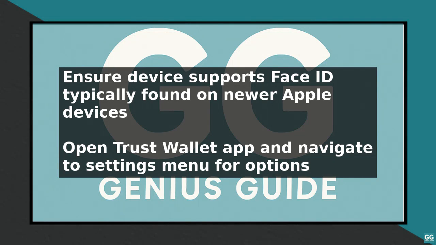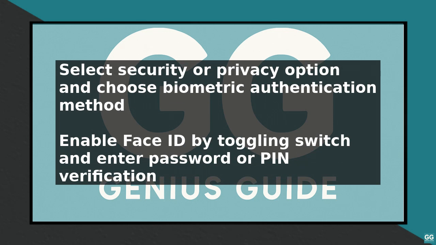To use Trust Wallet Face ID login, start by ensuring your device supports Face ID, typically found on newer Apple devices. Open the Trust Wallet app and navigate to the Settings menu, usually represented by 3 horizontal lines or a gear icon. In the Settings menu, select the Security or Privacy option. Then choose the biometric authentication method, which should include Face ID.